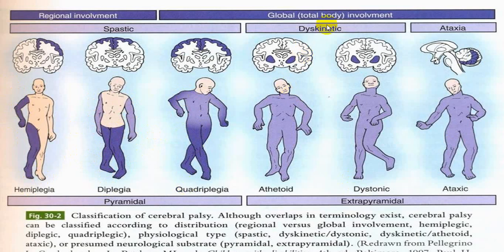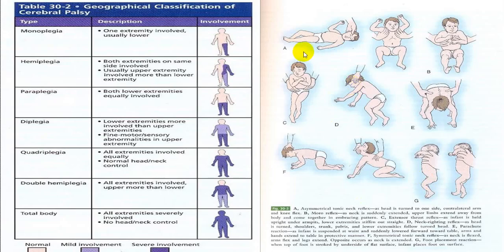If there is a dyskinetic movement, particularly athetoid movement, it is called athetoid cerebral palsy. And if there is a dystonic movement, it is called dystonic cerebral palsy, where there will be a global involvement and particularly you will have a basal ganglia involvement. And if there is an involvement of the cerebellum, person will have ataxia with involvement of maybe the whole body. So these are all the different types of presentation with which the person can come to you.